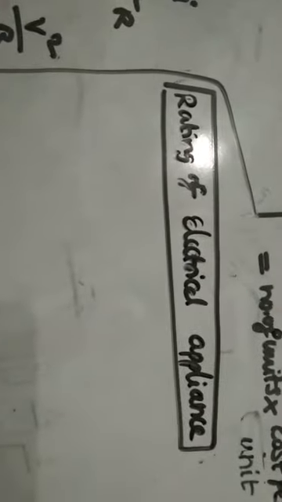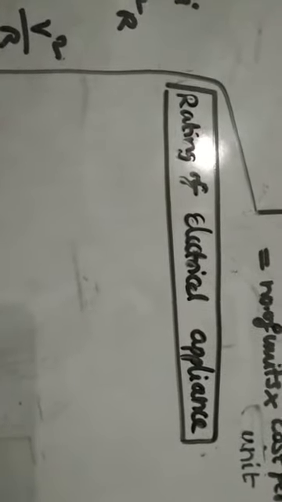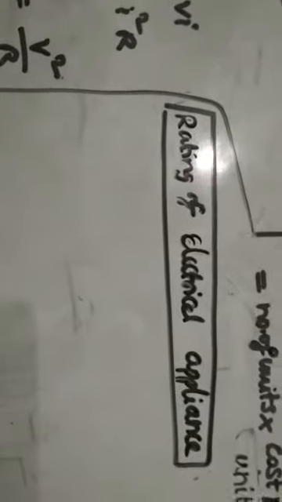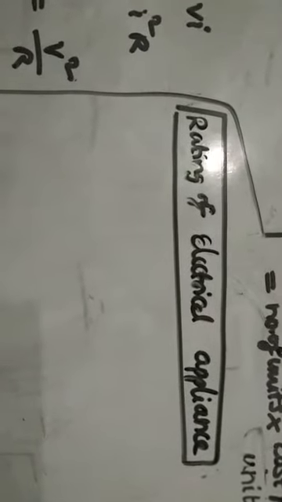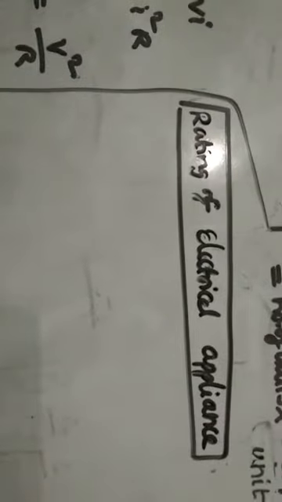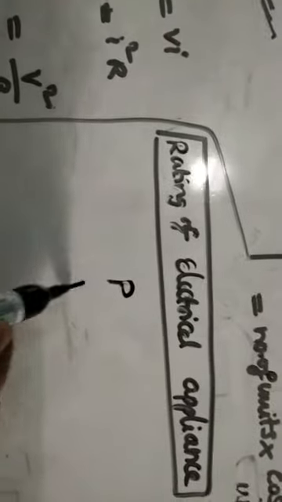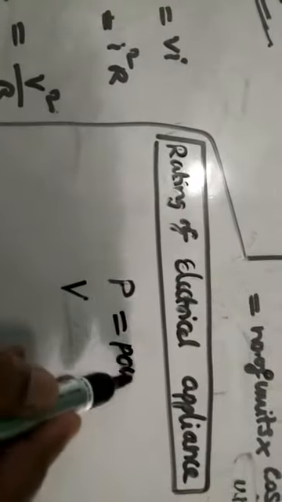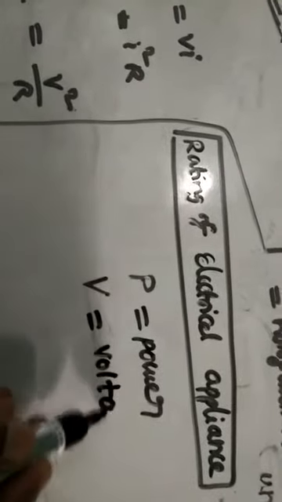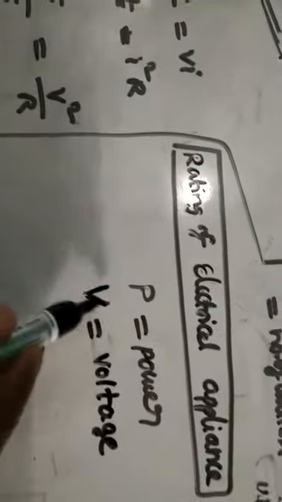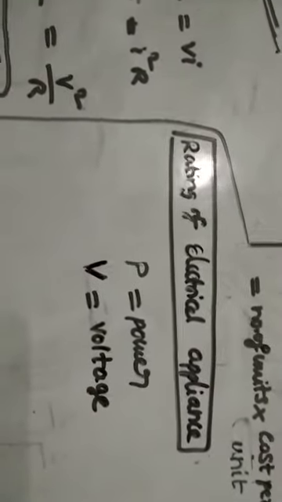What is meant by this rating of electrical appliance? If you see, in everyone's houses, electrical appliances are there. It may be tube light, it may be a mixie, it may be a grinder, whatever, maybe bulb. So they will mention the power and voltage. So power value, how much power it will consume, and voltage, how much voltage we have to supply for the functioning of that electrical appliance. So that is called rating. Rating means power value, voltage value.